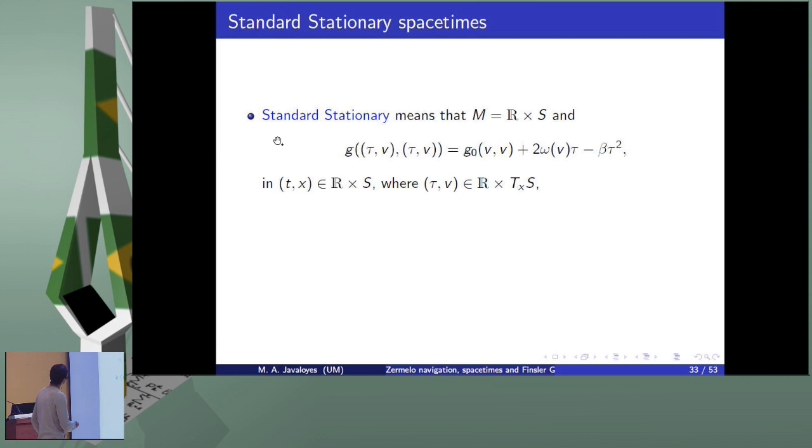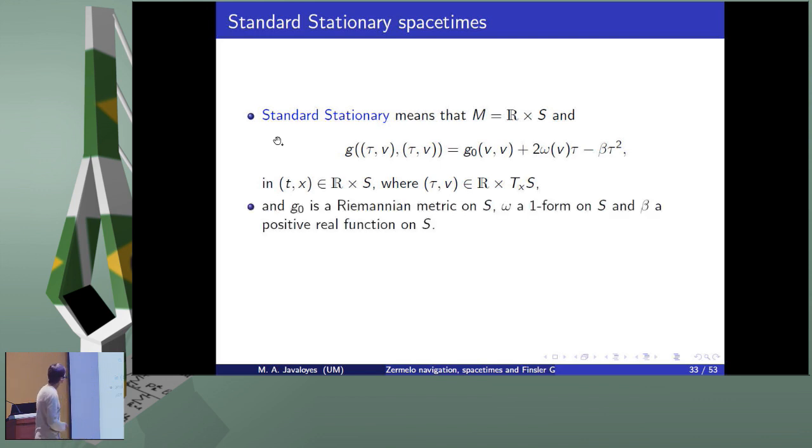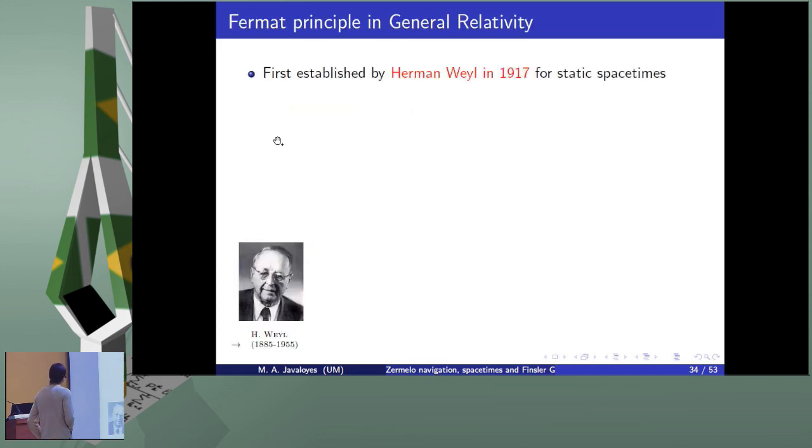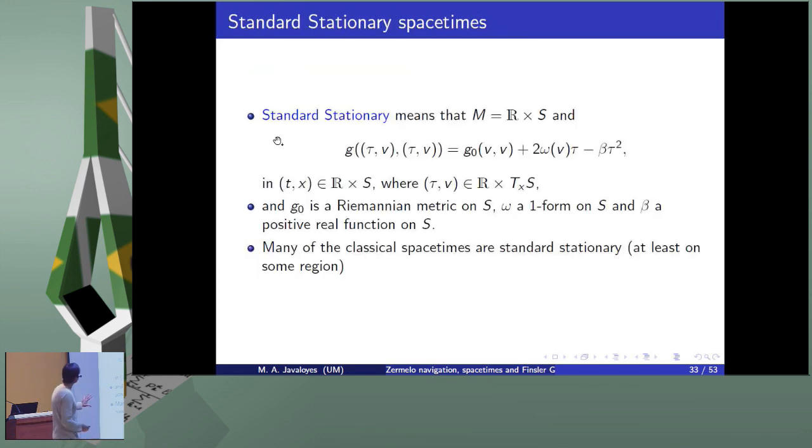So we will focus on a class of spacetimes. This class can be described in a product R times S like this, using this expression, where g0 is a Riemannian metric on S, omega is a one form on S, and beta is a positive function on S. So, well, these are called standard stationary spacetimes. Many classical spacetimes are stationary, so it's a very important class. And we are going to study the Fermat principle in these spacetimes.